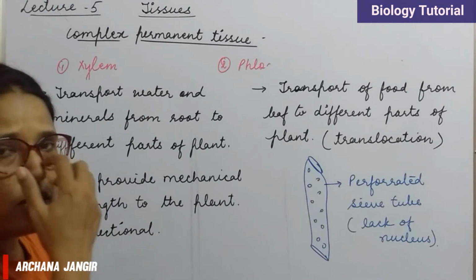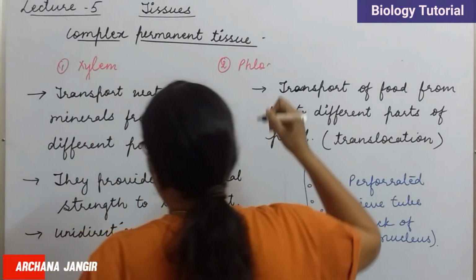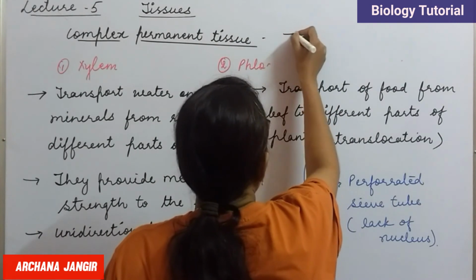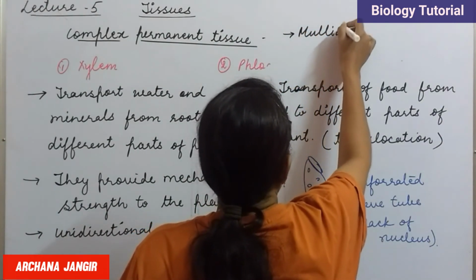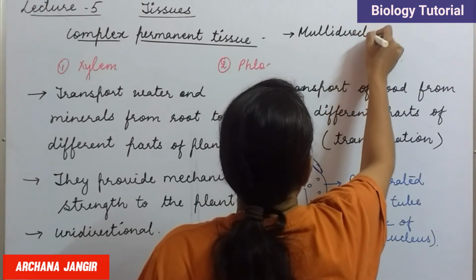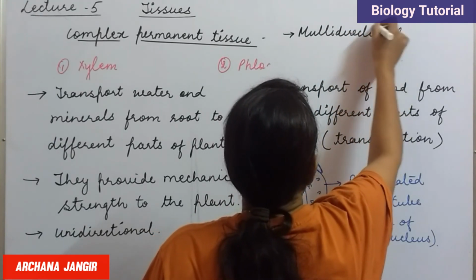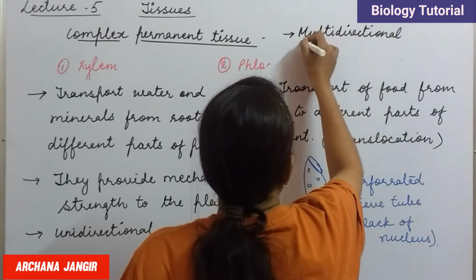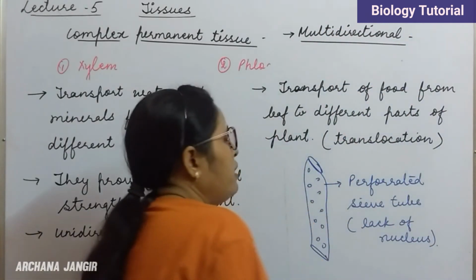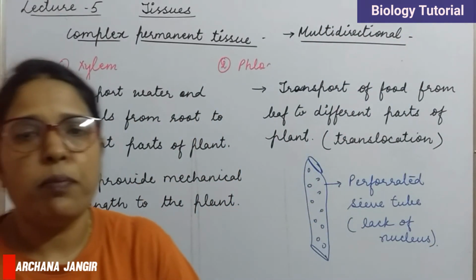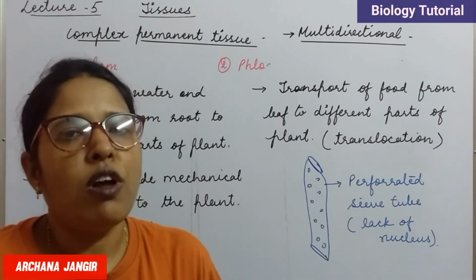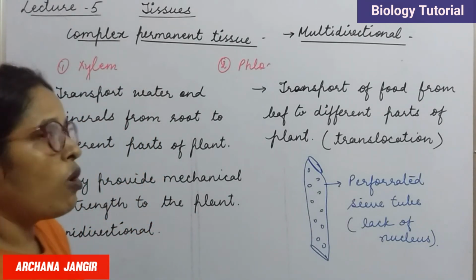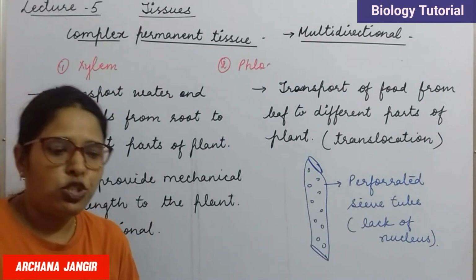One more thing, the activity of phloem tissues is multidirectional. It means they translocate the food from leaves to different parts of the plant in all directions. Clear? So this is all about the types of complex permanent tissues.